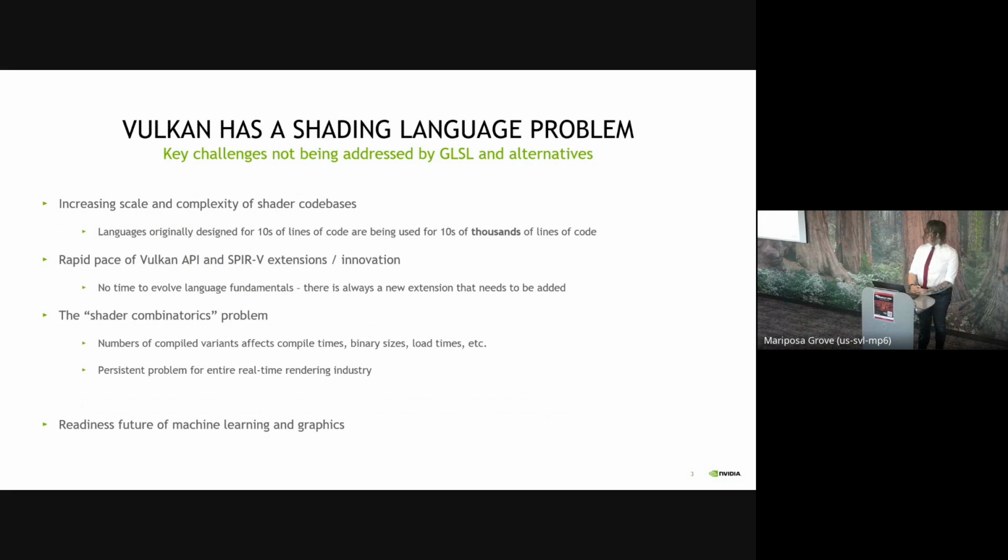Another really big problem, one that has been on my mind for several years now, is the shader combinatorics problem. We all hear about it. Game developers complain constantly that they have to generate thousands or even millions these days of permutations of their shader code to deal with different rendering configurations. And this affects compile times, binary sizes, load times, and things like that. But we really haven't been making enough progress on this as an industry. It's a persistent problem, and it seemed like the compiler and language tools are part of the problem and maybe need to be part of the solution.